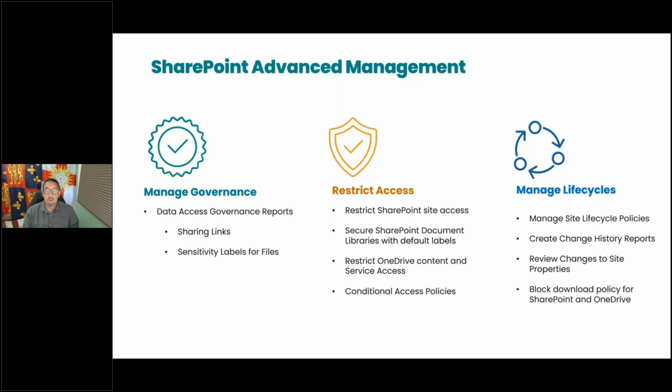Managing governance through awesome reporting, data access governance reports let you see what's going on, let you see who's sharing links. If they're oversharing, it will let you look at the sensitivity labels on files and how they're having an impact. The restrict access capabilities can actually go above and beyond your permissions and your groups and restrict access at the site level. But we can also secure a document library with a default label now.